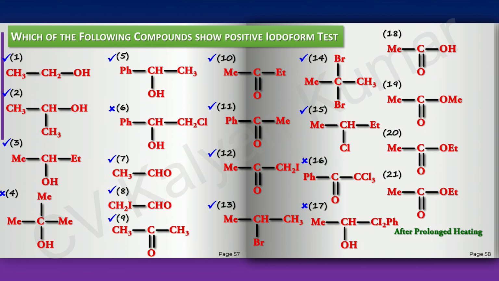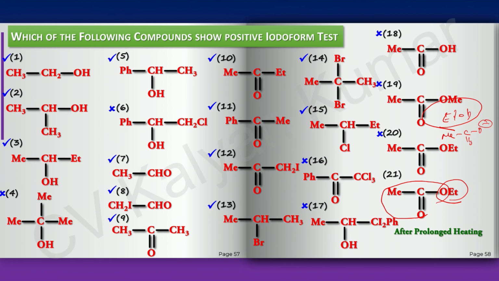So this won't give a carboxylic acid or any derivative, nor the ester, and nor will this give. But if you see in 21, I'm saying after prolonged heating. Now what this basically means is, esters on prolonged heating with a base will convert into the carboxylate ion and alcohol. You will get EtOH. You will get MeCO minus. This is the hydrolysis of an ester.